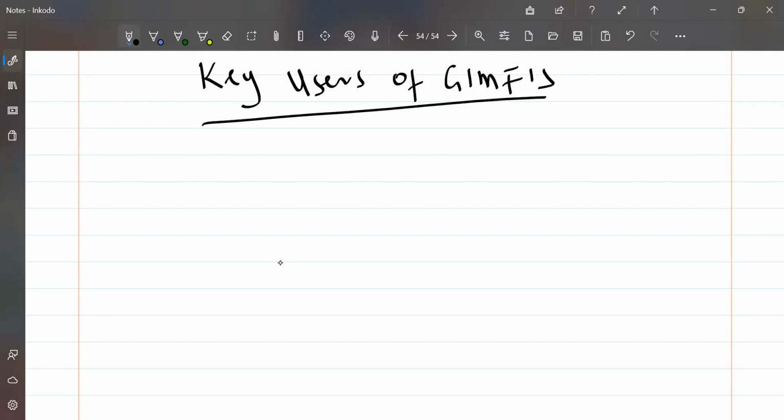GIFMIS. Okay, what are the users of GIFMIS? That's why I say that some of the questions, you can even use your discretion to write. So with this, you can even tell me one user of GIFMIS. If you are not even working at that corner, you can even tell me one of the users of GIFMIS.